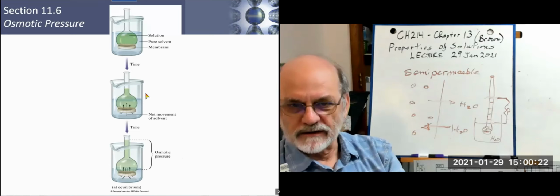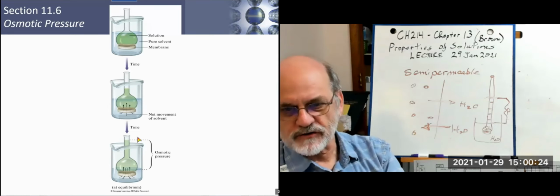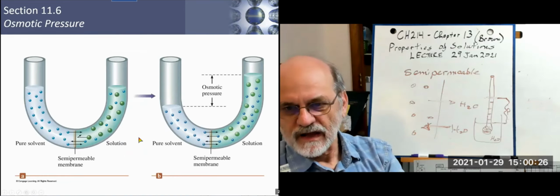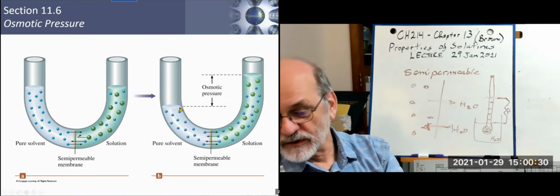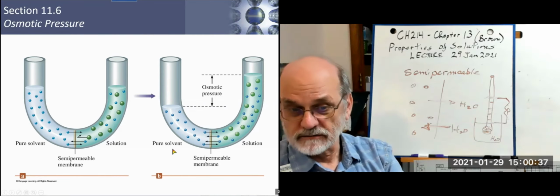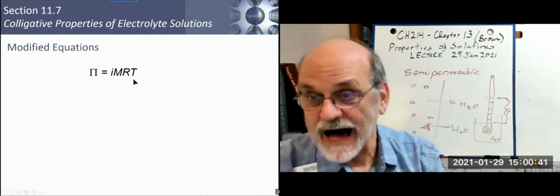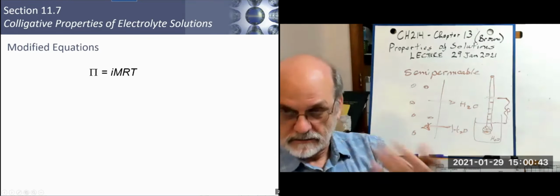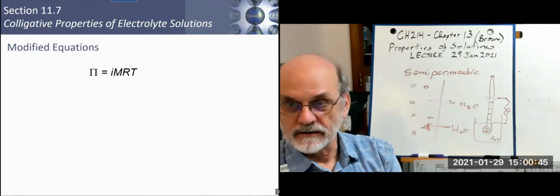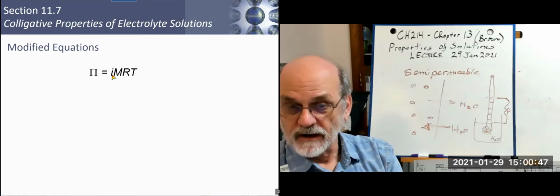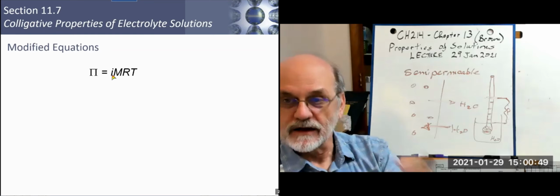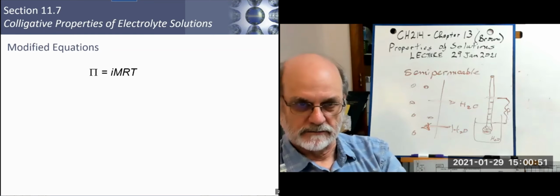So there's your formula, and there's the picture I just drew you. And there's another way of expressing it. The difference in the height between the pure solvent and the solution is an expression of the osmotic pressure. Now this one can also have an i, a Van't Hoff factor, as part of the calculation if you have a dissociating solute.